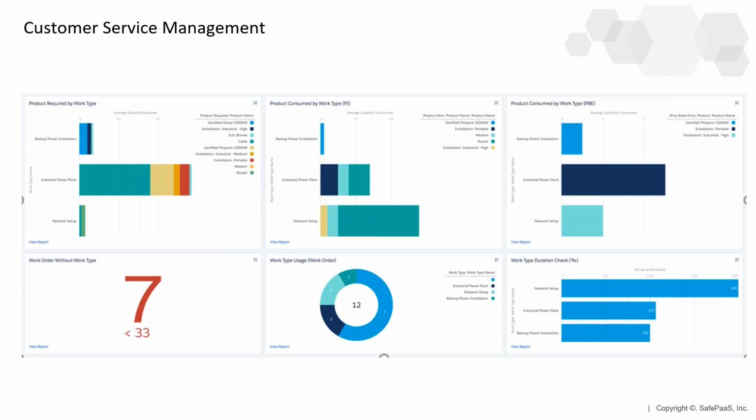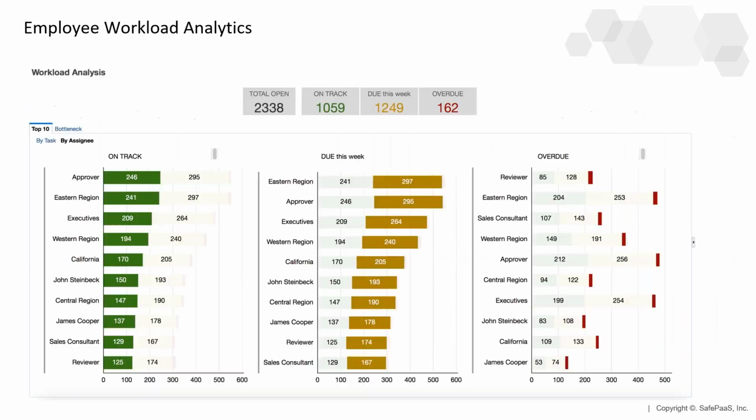So being able to understand that customer service portal is really important, and if you use tools, apps like Salesforce or other CRM systems, we can hook into that very quickly and get you the dashboards that you need.